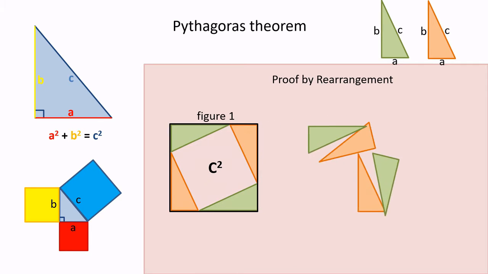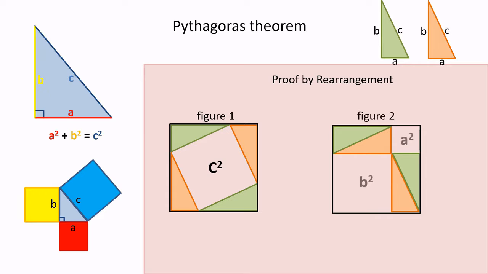Then rearrange these triangles to form two other squares of which areas are A squared and B squared, as shown in the figure. The total area of these figures are the same and the area of the four triangles doesn't change. So the empty space formed in figure 1 equals empty space formed in figure 2. Here, C squared is equal to A squared plus B squared.